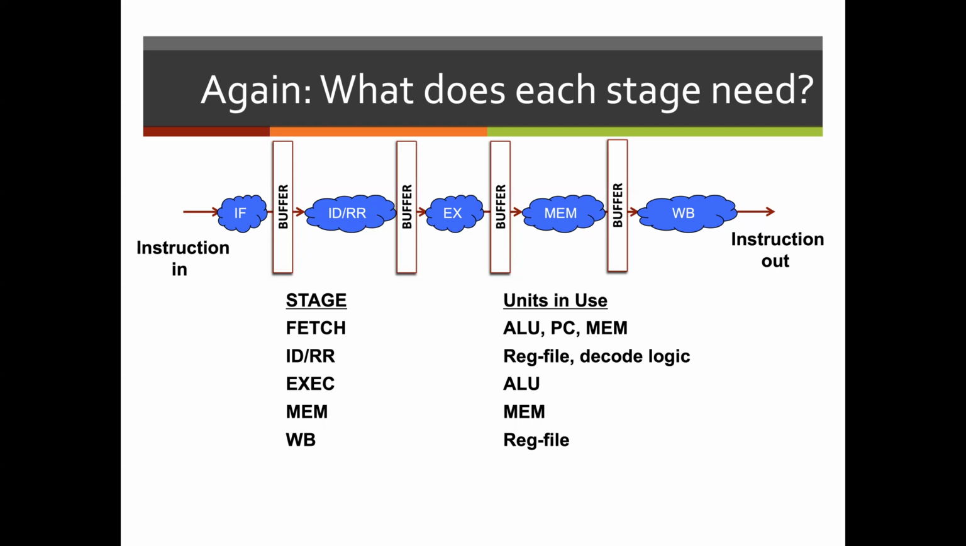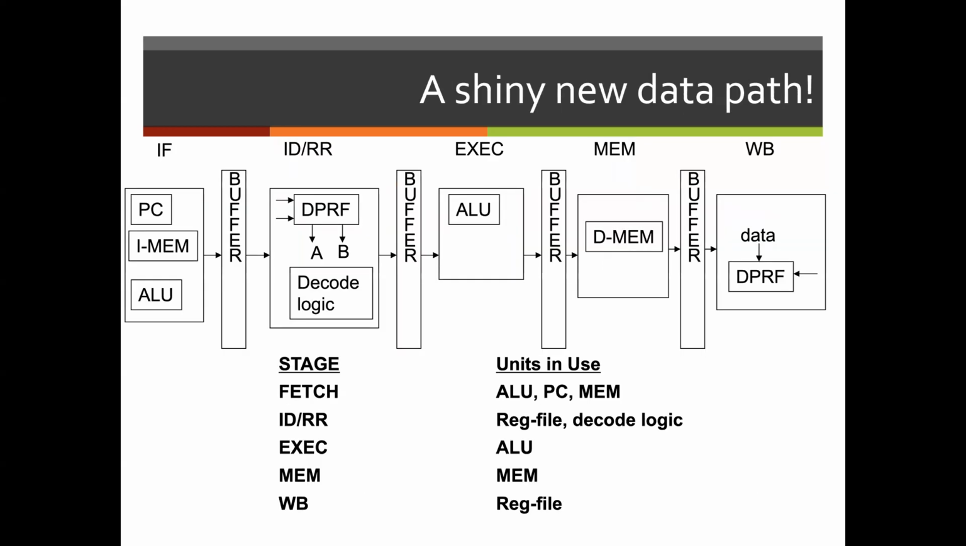And so with these in mind, we need to consider what components are needed for both IDRR and WB. We see that we're using a register file for both of those. And so what does that mean with regards to the new data path that we have to set? And so here we can depict the elements that we need as we transition between each of our stages, represented with our data path.